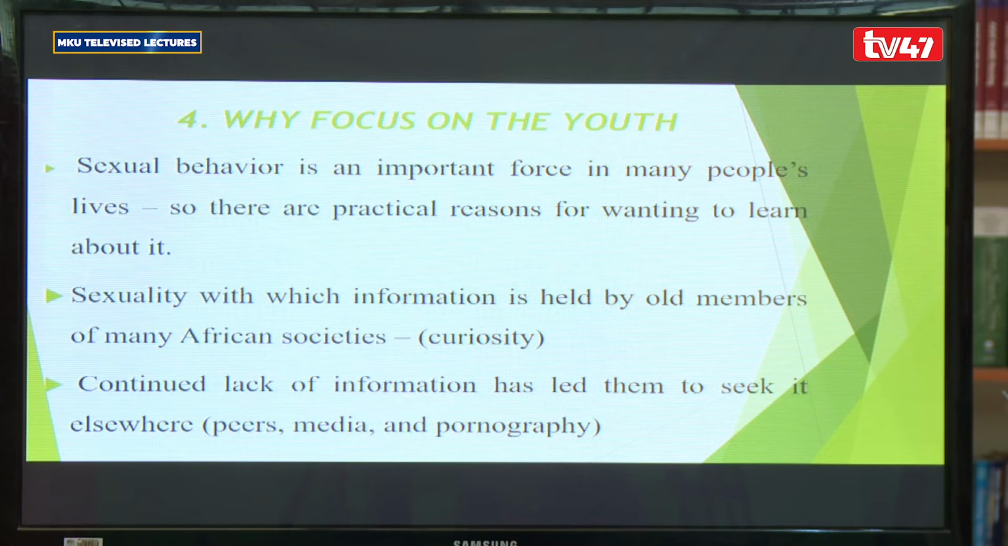Why do we focus on youth? One, sexual behavior is an important force in many people's lives, so there are practical reasons for wanting to learn about it. Sexuality information is withheld by many African societies, which starts out as curiosity, and the continued lack of information has led youth to seek it elsewhere.